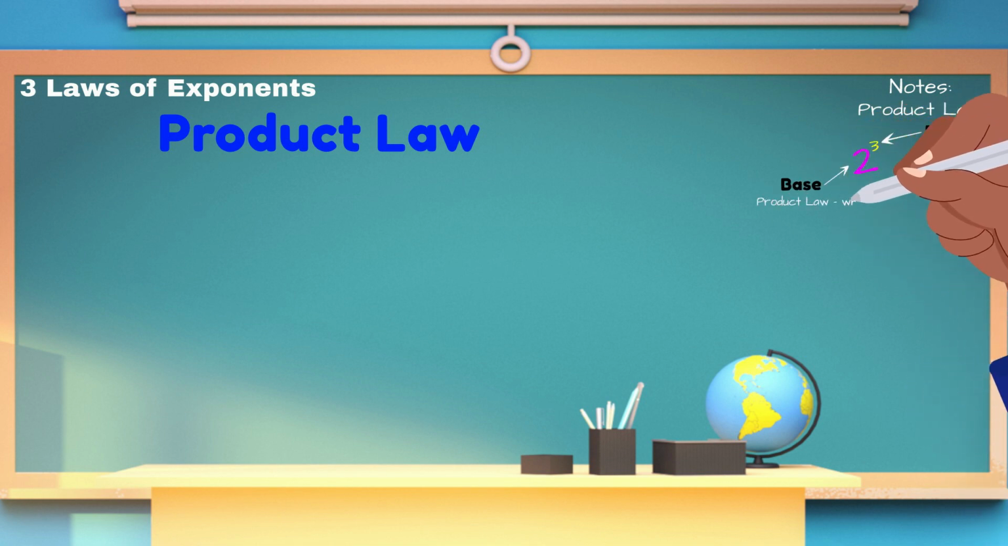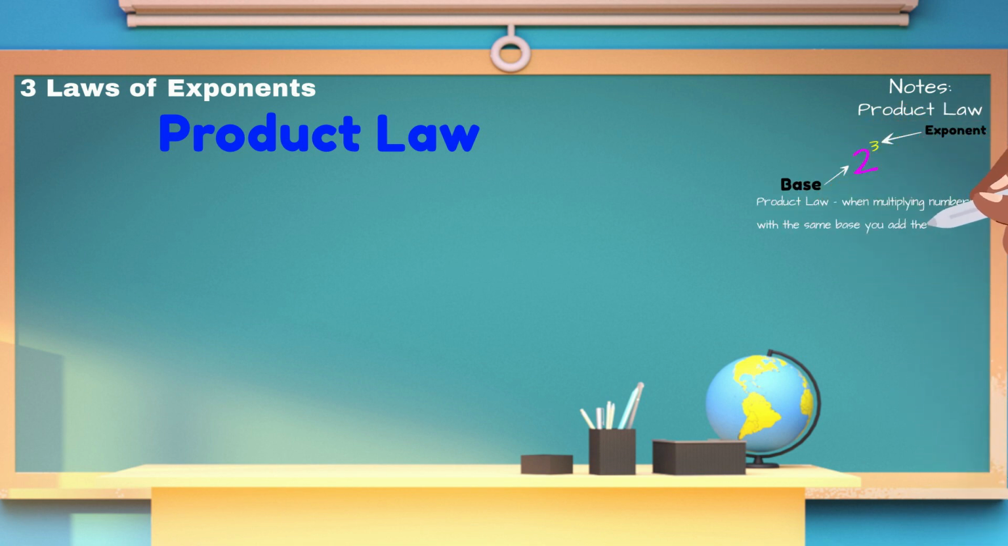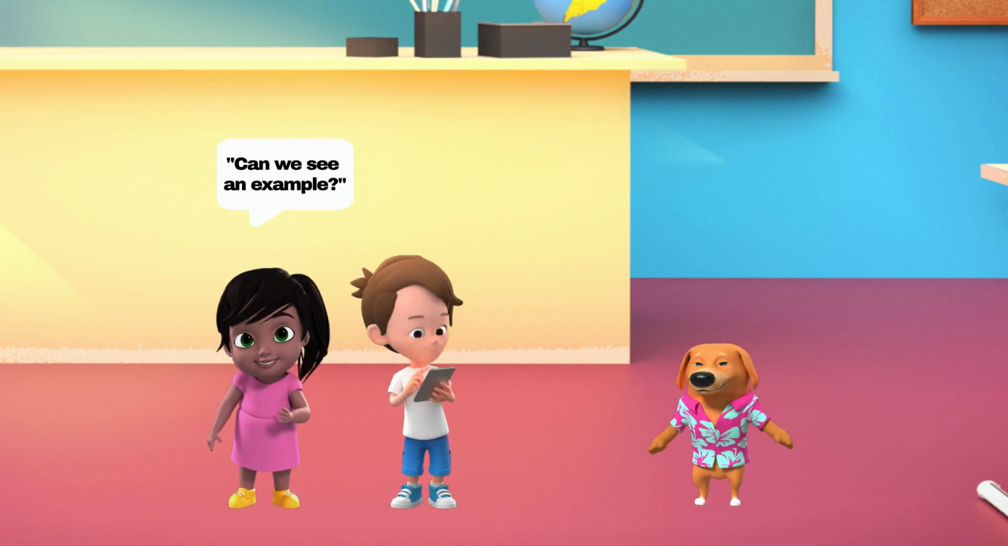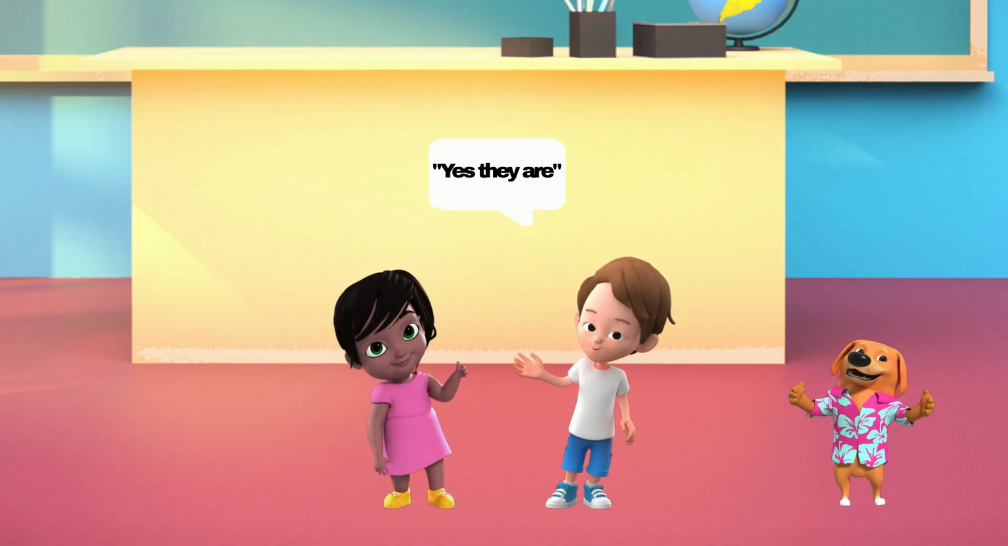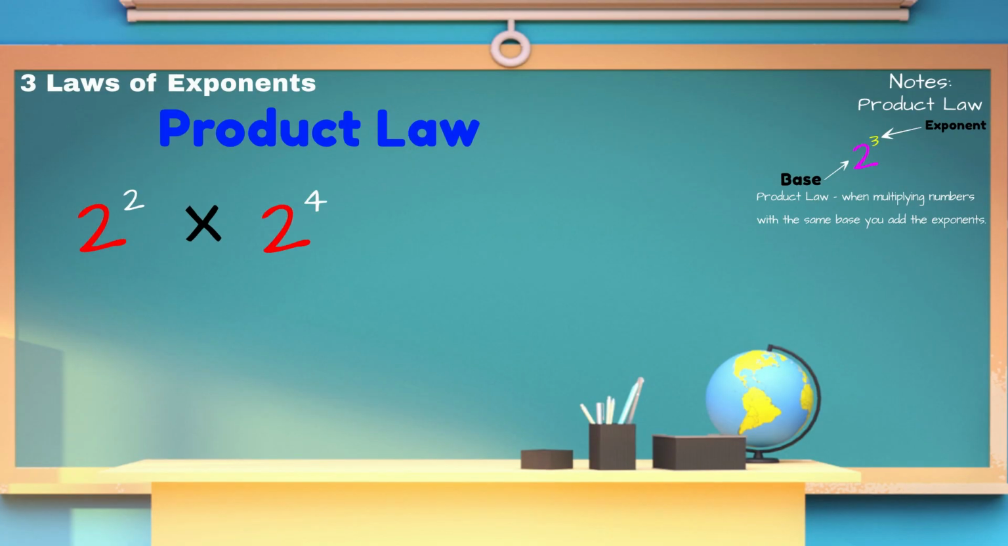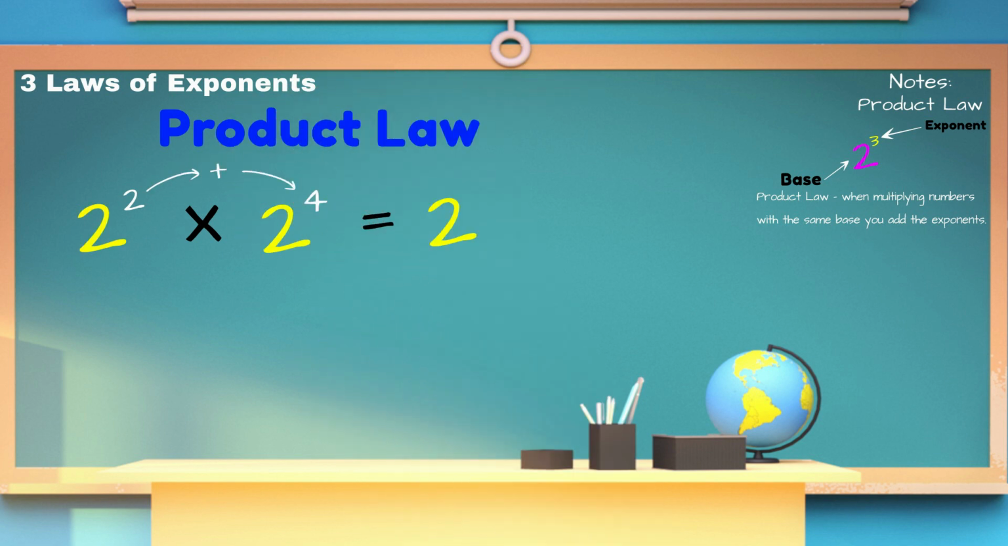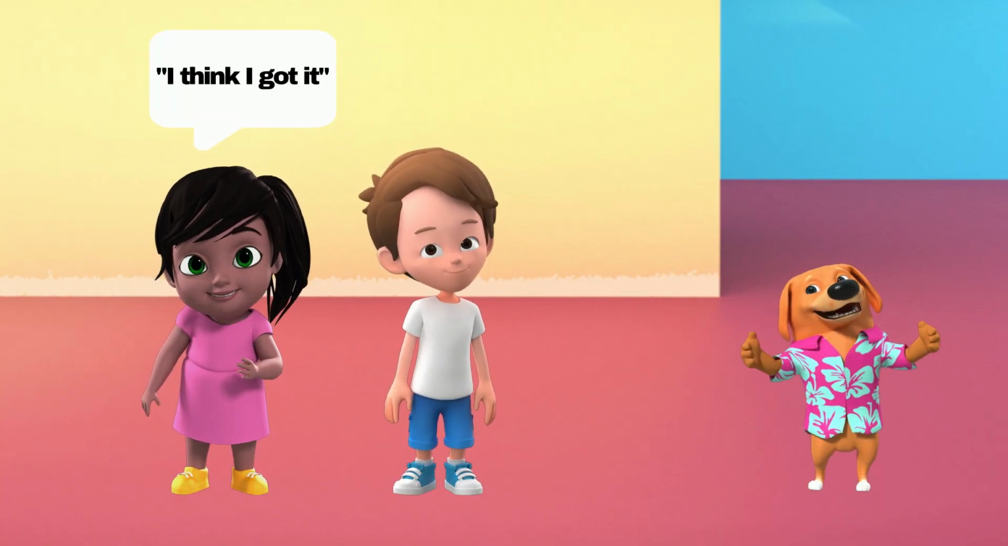So, the product law says when multiplying numbers with the same base, you add the exponents. Can we see an example? Sure. Take 2 to the 2nd power times 2 to the 4th power, for example. Are the bases the same? Yes, they are. So we could keep the bases the same and add the exponents. 2 to the 6th power. I think I got it.